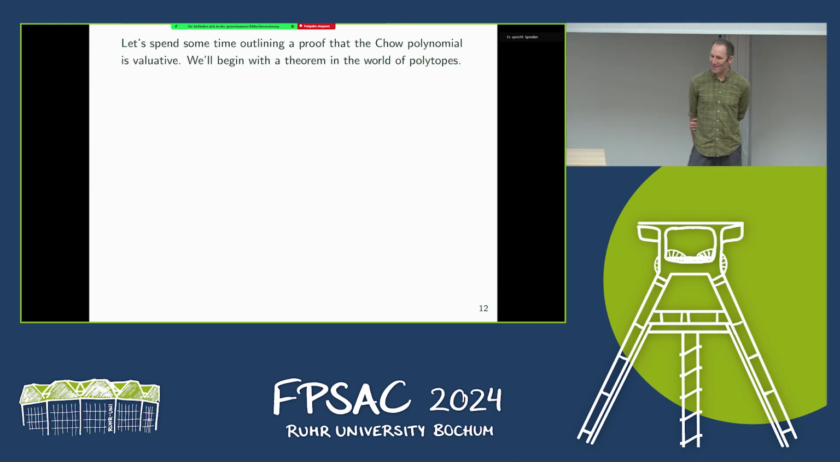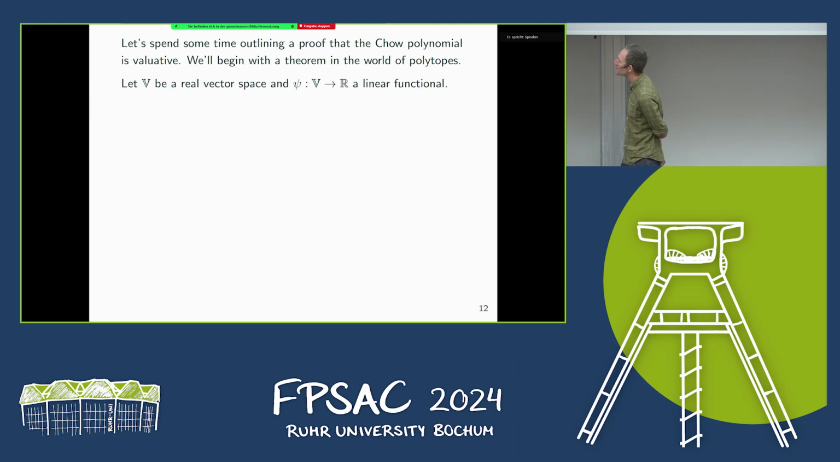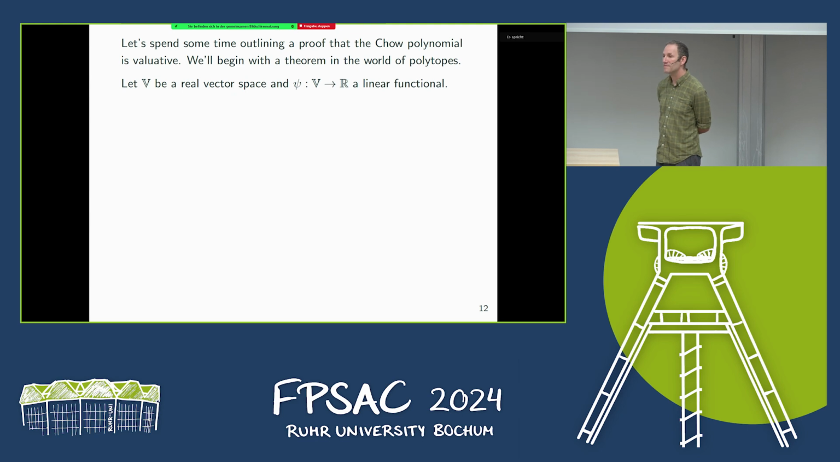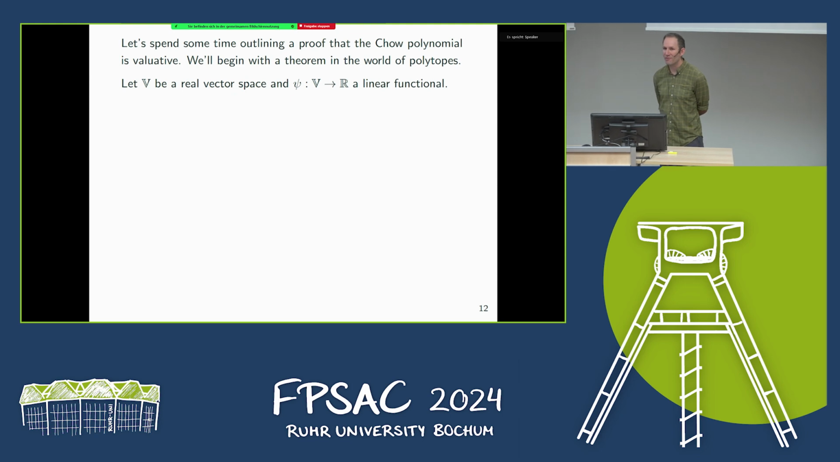Okay, so let me spend some time outlining a proof that the Chow polynomial is valuative. I mean, I won't give the whole proof, but let me give some idea of how it's proved. So let me, yes? Just a quick question. You have defined two polynomials that look very similar. Can you compute one from the other? You can compute the augmented Chow polynomial if you know the Chow polynomial of M and all of the contractions of M. No, sorry, I meant the Poincare polynomial and the Chow polynomial. Oh, no, I think they're pretty unrelated to each other, at least to the extent of my understanding. Yeah.